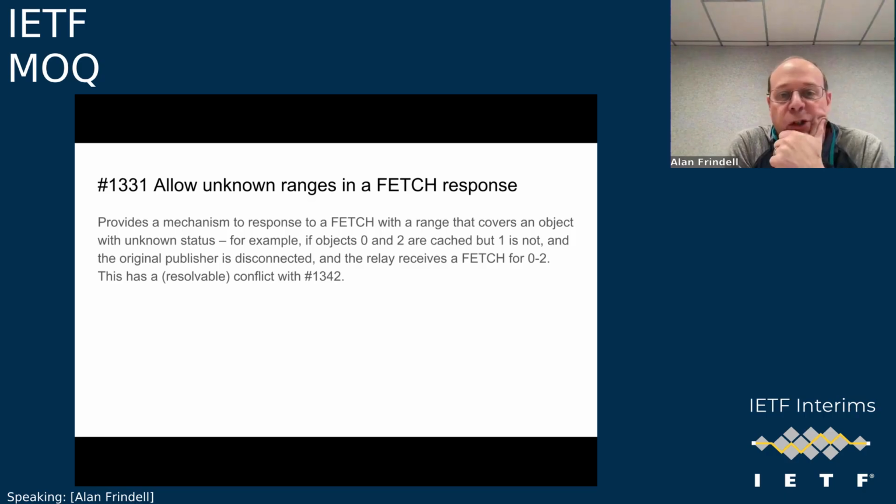So this PR gives you a mechanism, if you're a publisher, to say here's 0, I have no idea what's going on with 1, but then here's 2. The actual spelling of it in this PR is a conflict with the previous PR, but I think it's resolvable. I think the direction is more about whether people want this functionality. That's the main question. We can figure out spelling.